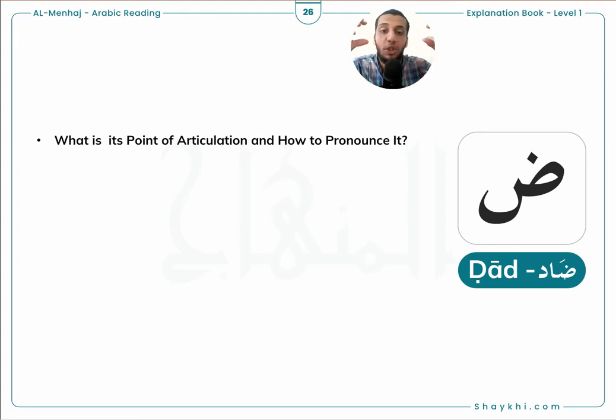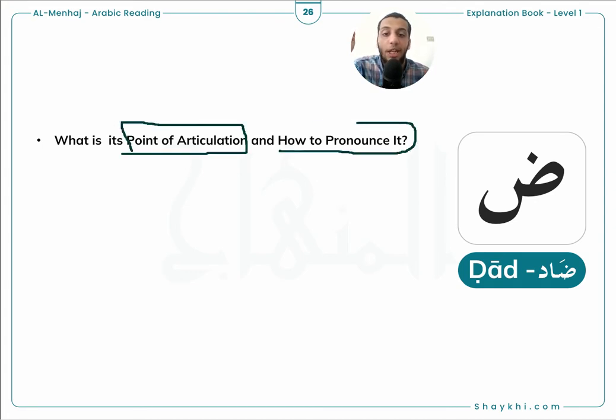Again and again, we said there is a difference between these 2 points, the point of articulation and how to pronounce it. They are not the same. The point of articulation is the organ that is used to pronounce the letter, while how to pronounce it is how to use the organ to pronounce this letter.